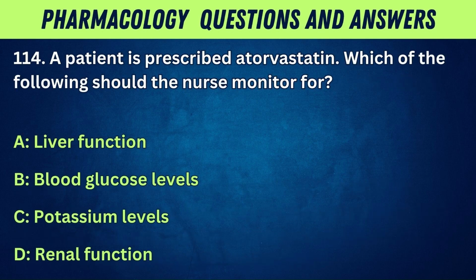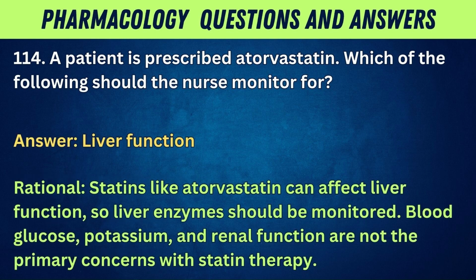114. A patient is prescribed atorvastatin. Which of the following should the nurse monitor for? A. Liver function. B. Blood glucose levels. C. Potassium levels. D. Renal function. Answer: liver function. Rationale: statins like atorvastatin can affect liver function, so liver enzymes should be monitored. Blood glucose, potassium, and renal function are not the primary concerns with statin therapy.